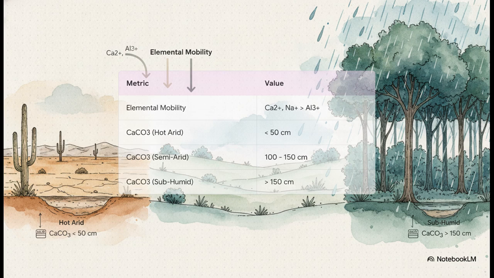If we look at elemental mobility, calcium and sodium are highly mobile, while aluminum is the least mobile. The real-world effect of this leaching is brilliantly illustrated by checking out where calcium carbonate accumulates. In a hot, arid zone where you have very little water percolation, that calcium carbonate stays super shallow, less than 50 centimeters deep. In a semi-arid zone, it washes down to between 100 and 150 centimeters. But in a subhumid zone with plenty of rain, boom, it gets pushed deeper than 150 centimeters. The climate literally dictates the depth.